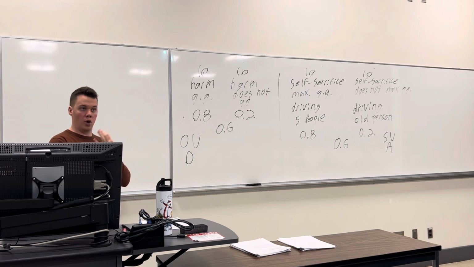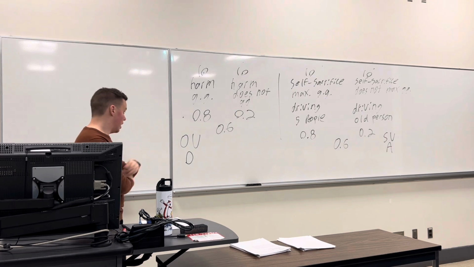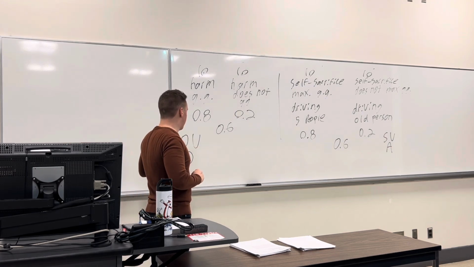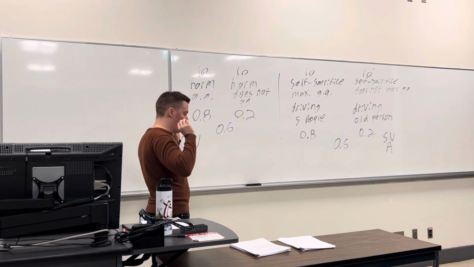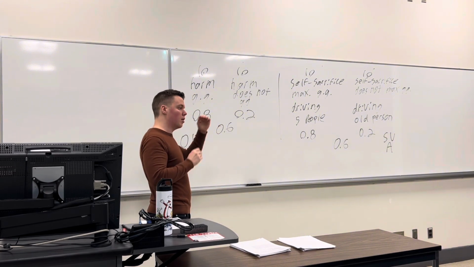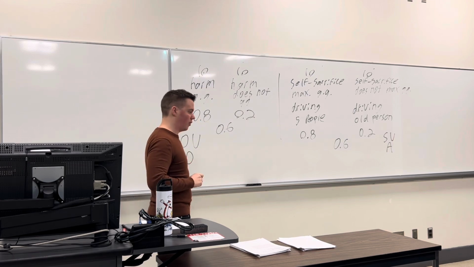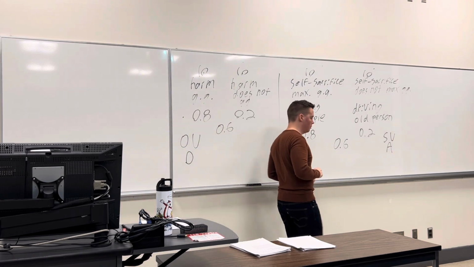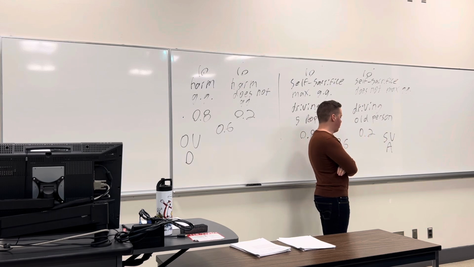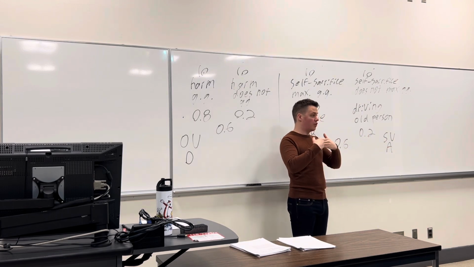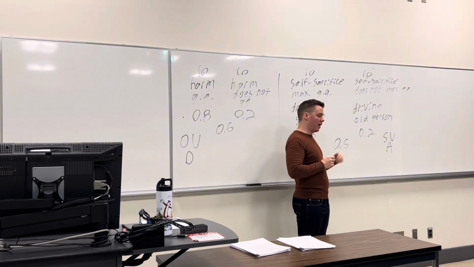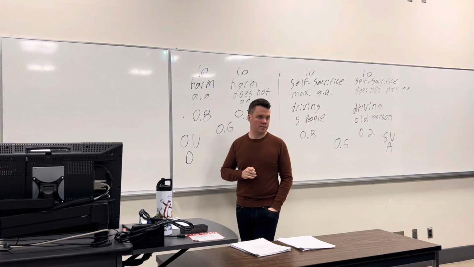Any questions about those 4? Can you distinguish between OU and SU really quickly? Yeah, very quickly. So OU, other sacrificial utilitarianism, is a willingness to harm others, but only when it maximizes the greater good. And then SU, self-sacrificial utilitarianism, is a willingness to sacrifice yourself, but only when it maximizes the greater good.